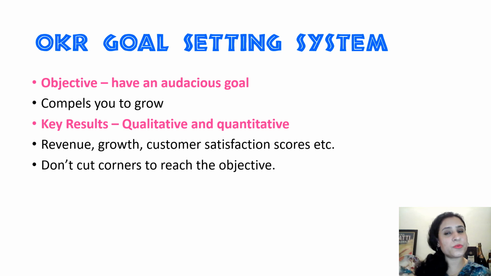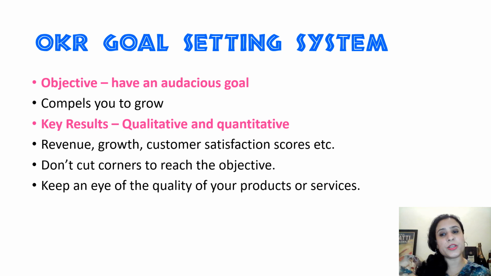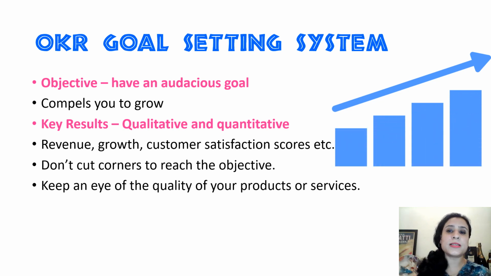Don't cut corners to reach the objective. Your goal should be to make more money or have more profitability in the organization rather than saving on costs so that you can show more productivity. That's the wrong mindset. Keep an eye on the quality of your products or services. You should not compromise on the quality of your products or your services or your people, because if that happens, then definitely your company is going to suffer.